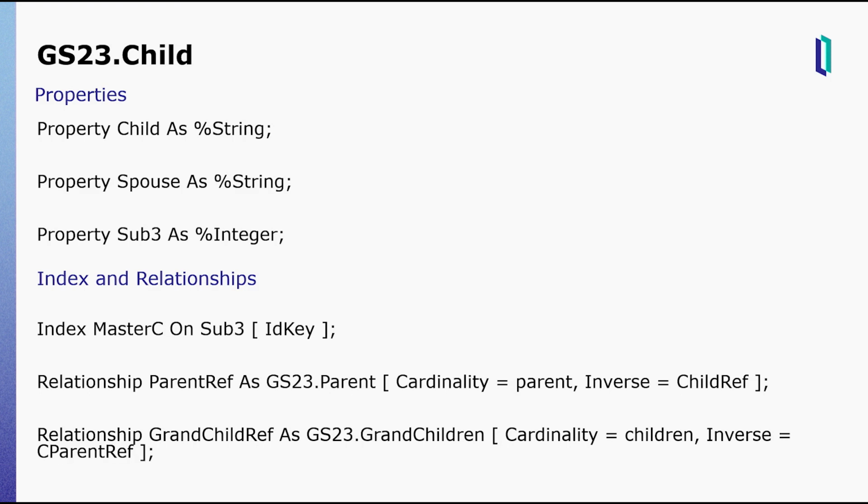but I don't define subscript 1 as a property. Right? So I have the 2 regular properties. I have my subscript, which I'm using as the ID key, and then this is the middle class, so I have 2 relationships, one pointing back to my parent, one pointing down to its children. Okay?